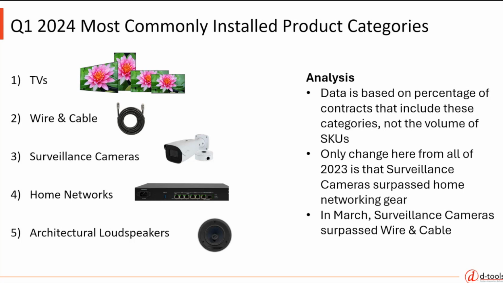Right now, a lot of the data that I can show you is the most commonly installed products out there. I know lighting fixtures and those sorts of products are getting a lot of press and buzz, but these are still the bread and butters. TVs, wire and cable, surveillance cameras, home networks, and architectural loudspeakers.